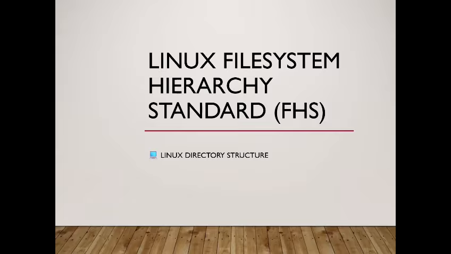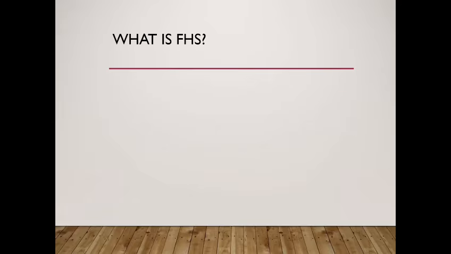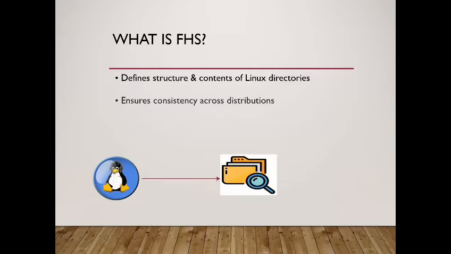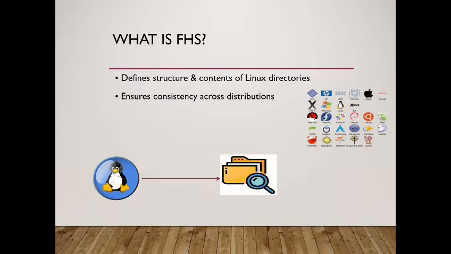Okay, what is this? FHS in Linux defines the directory structure and contents of a Unix-like operating system. Think of it as a blueprint that tells Linux where everything belongs, from system binaries to user files. It ensures consistency across distributions, which means that every major Linux distribution like Ubuntu, CentOS, Fedora, Debian follows the same basic directory structure and file placement rules.